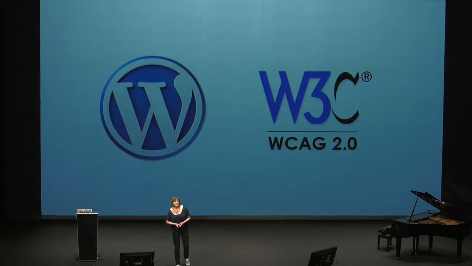The next thing, a great thing has happened: WordPress goes WCAG. What's WCAG? WCAG are the Web Content Accessibility Guidelines. At the moment we are at version 2. You have three levels. Level A, that's basic accessibility. AA is the global standard. And AAA is for dedicated software.